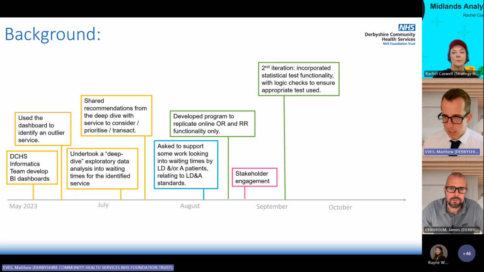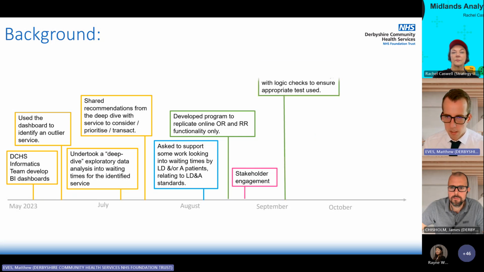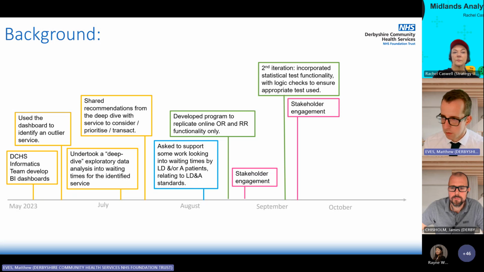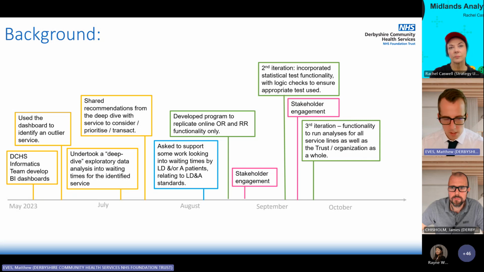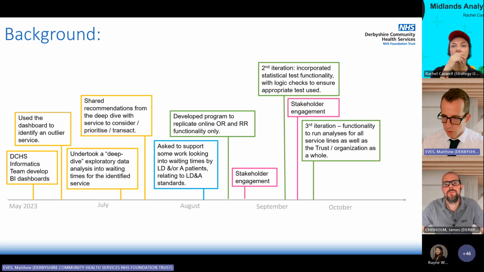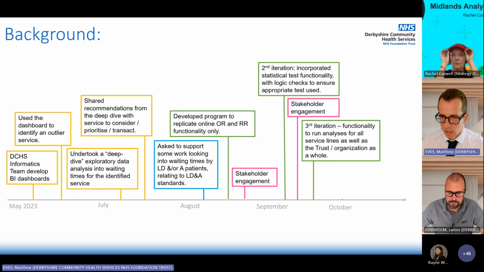This time we started to incorporate statistical test functionality, going beyond those online calculators, and started to look at logic checks to ensure we use the appropriate statistical test, and then start to build in categorical analysis for waiting times. Bit more stakeholder engagement around that approach, and that led us to a third iteration, which was starting to not only run all of these things for the whole trust, where the assumption at this point was we're passing in a data set for the whole trust waiting list, but also run the analysis for every service level within that data set.